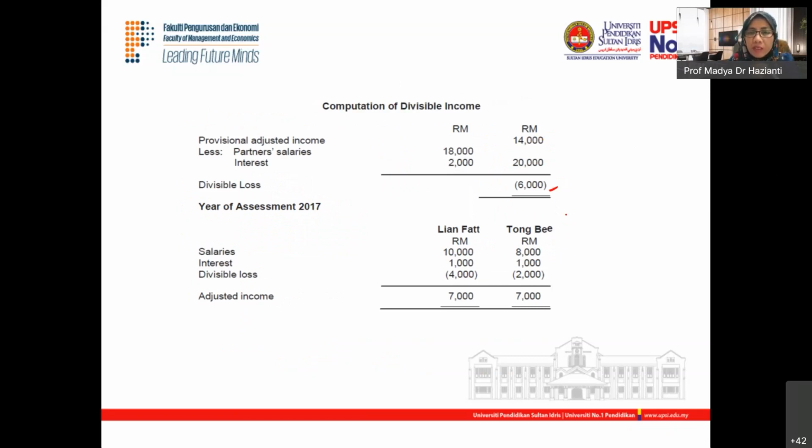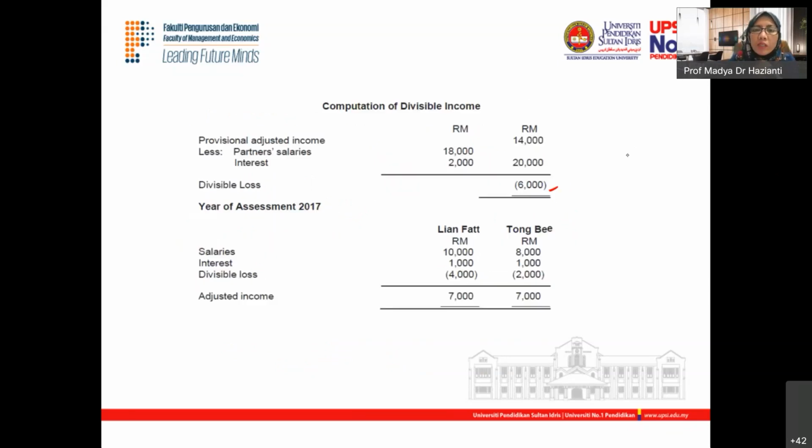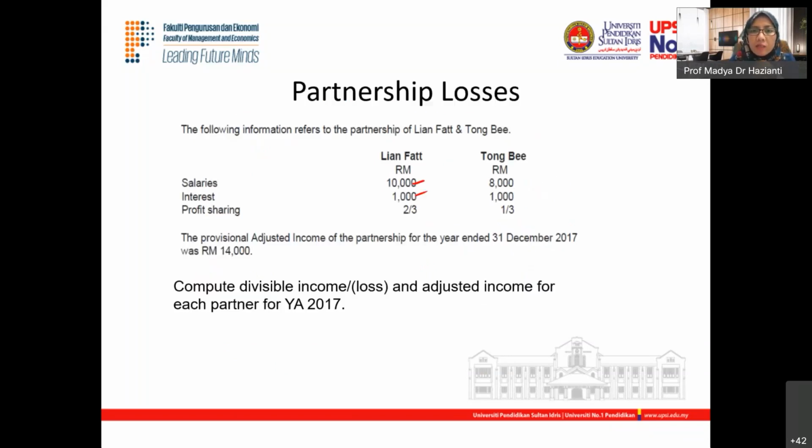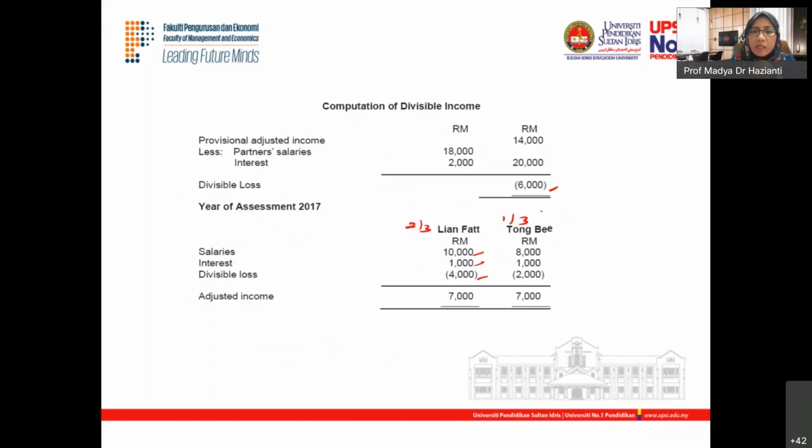And divisible loss dia, the computation is apa tadi? Profit sharing two-thirds and 1/3 kan? Okay, so 2/3 4,000. Untuk dia 2/3, dia 1/3. So kita tambah balik. Salary, interest, kalau dia divisible loss kita tolak lah. Kalau sini tadi divisible income kan, kita tambah. Kalau dia divisible loss kita tolak macam ni. So adjusted income untuk Lian Fat is 7,000. Adjusted income untuk Tong B is also 7,000.